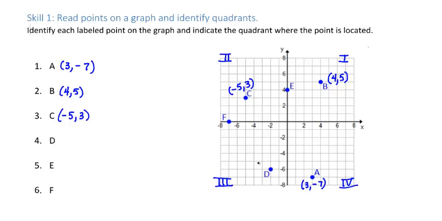Point D is in quadrant 3. It is to the left 2 and down 6. So negative 2, negative 6. Point E is actually not in a quadrant. It lies on the y-axis. So from the origin, we don't move left or right. We just move up 4. So this is designated by the point 0, 4.